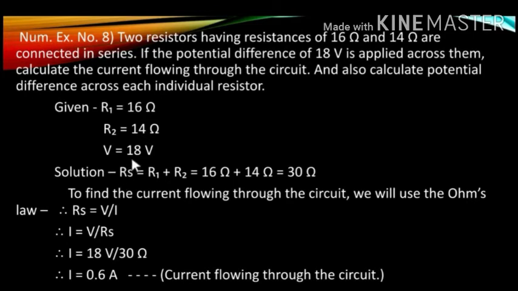Here voltage, that is potential difference, is given and the effective resistance is just calculated. Using these values in the formula, we will get I is equal to 18 volts divided by 30 ohm. This division will be equal to, that is current I is equal to 0.6 ampere. This is the current flowing through the circuit.